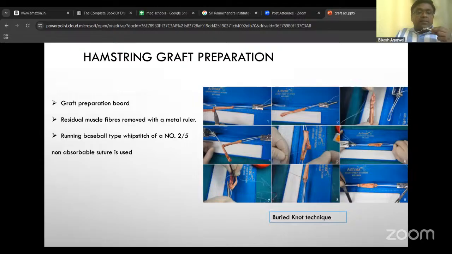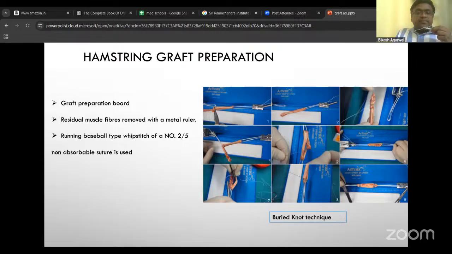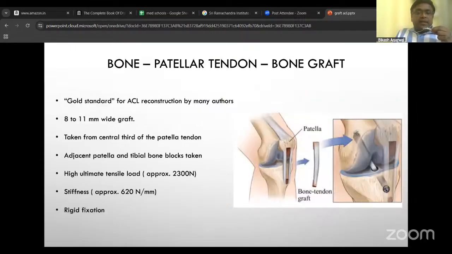Now after that, the graft preparation board is used to prepare the graft along with to tension it, and before that, the residual muscle fibers are removed with a metallic ruler, and a running baseball type whip stitch suture with a number 2 or number 5 non-absorbable suture is used, and the graft is prepared.